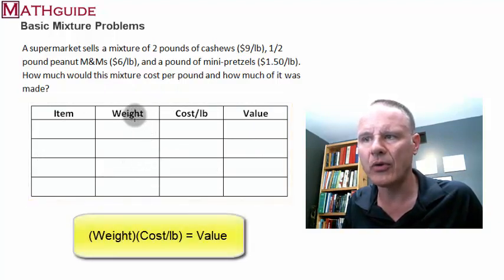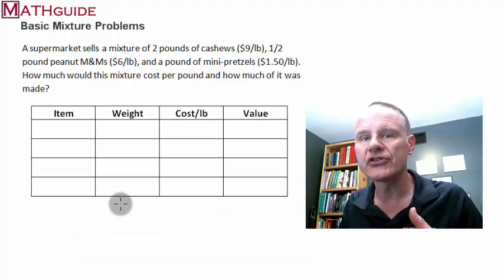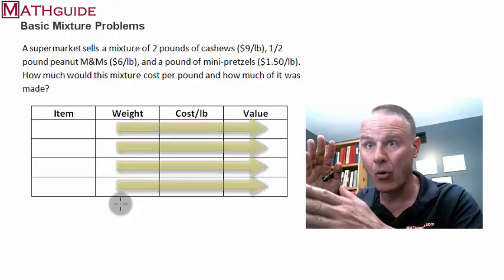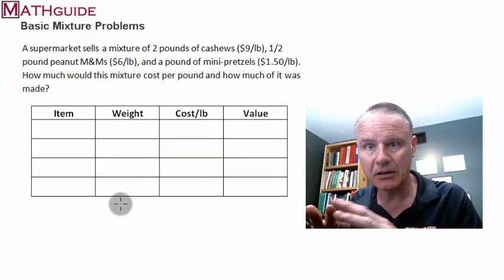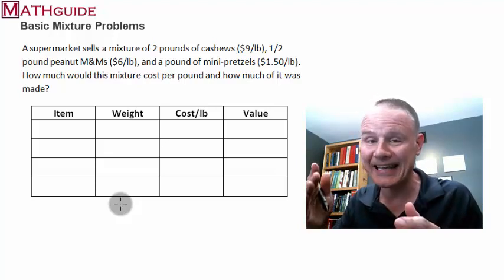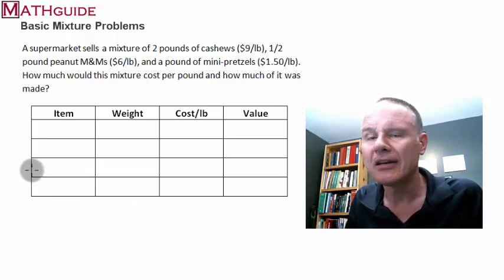Earlier we saw that when we took weight times the cost per pound, as long as the weight is in pounds, when you multiply these two together, you're going to get value. So I always like to set up my tables so that you can multiply across. So that's why I'm organizing the columns like so. Okay, so I've chosen my column headings very carefully. All right, and if you follow this, it shouldn't be too bad.